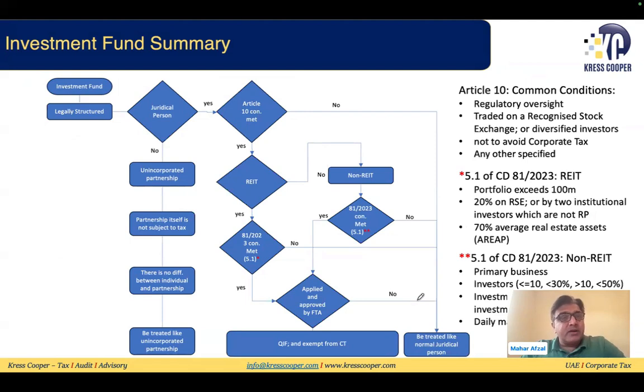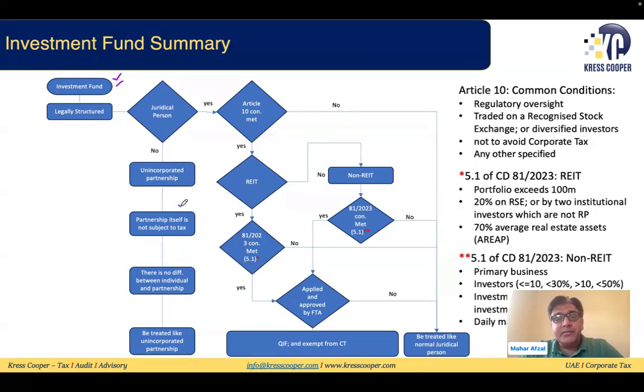The question is, start with the investment fund. Is this an investment fund? How will you be able to know this? You will be able to know this from the investment activity of the entity. Then the second question you need to ask yourself is how it has been structured. While looking into this, you will be able to assess whether it has been structured as a juridical person, or as an unincorporated partnership or a sole establishment. There is a possibility, yes, this fund has been structured as a juridical person.